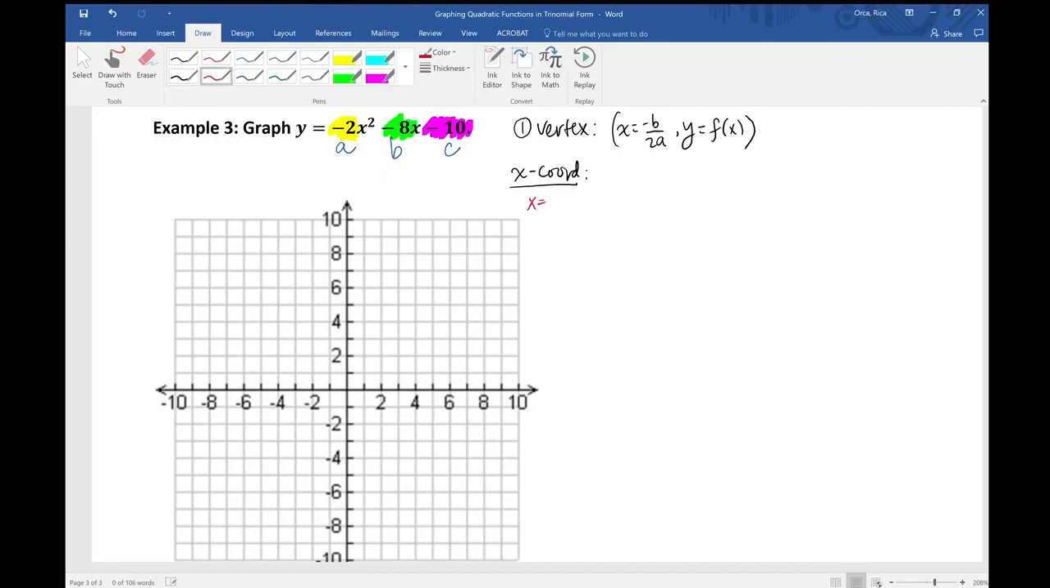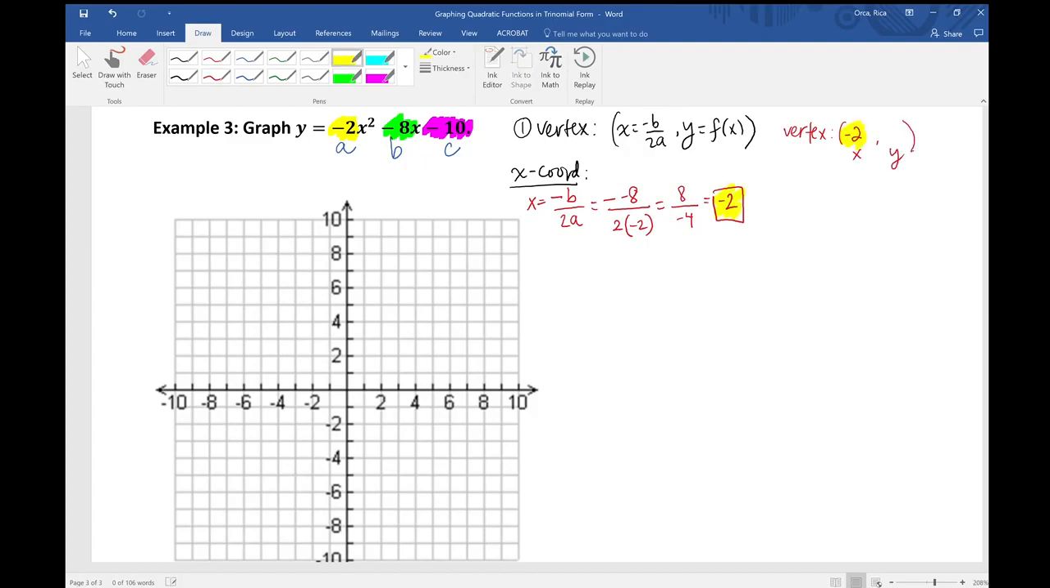X equals -8. So b is -8. So -8 divided by 2 times a, which is -2. Class, a negative times a negative is a positive, so that's going to be +8 over 2 times -2, which is -4. 8 divided by -4 is -2. So the x coordinate of my vertex is at -2.